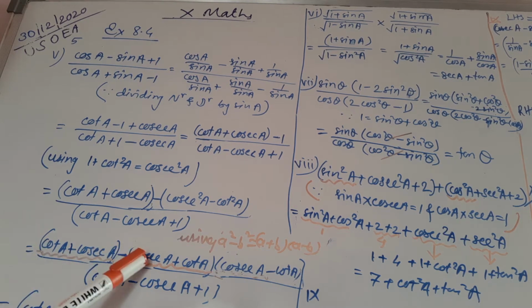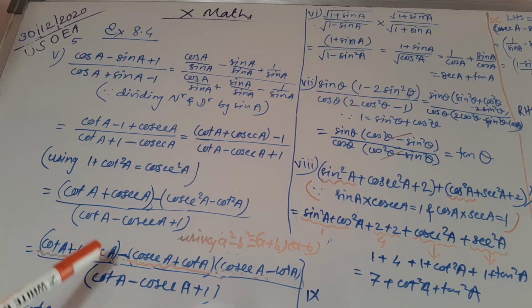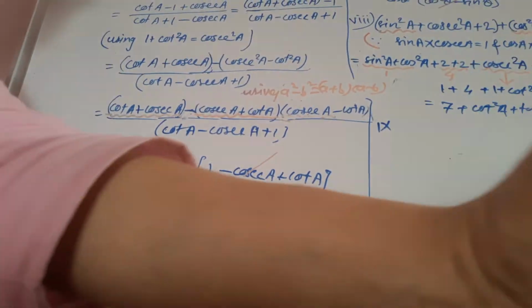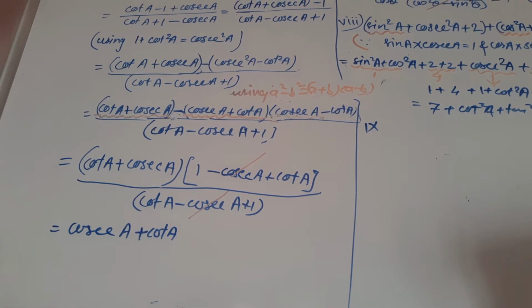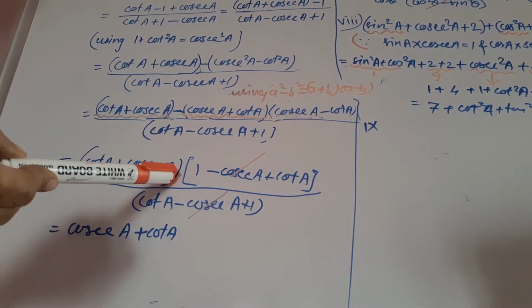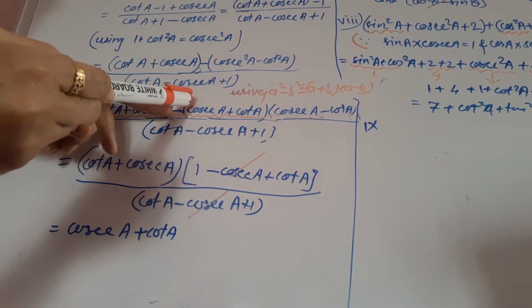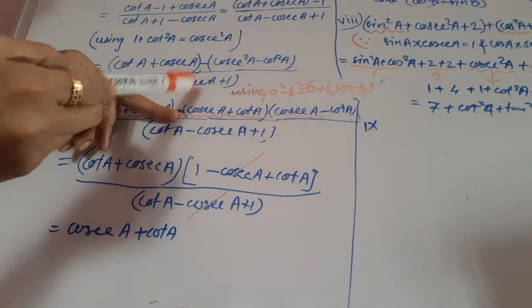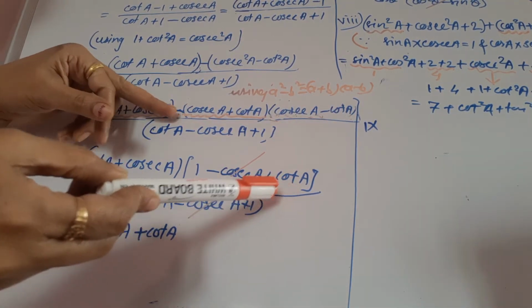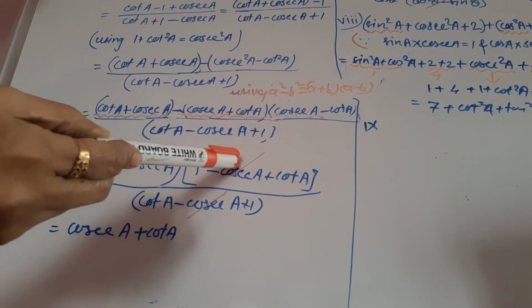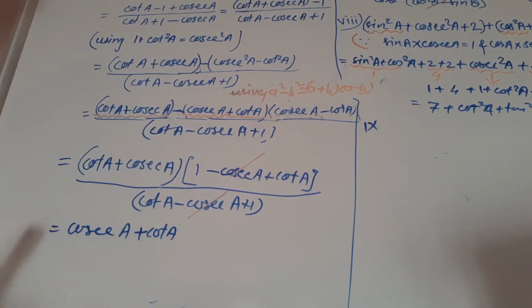Now from the first term and the second term, we can see that cosec A plus cot A is common, and that we have taken out. Now after taking that common, we can see here cot A plus cosec A is taken common. From this term only 1 is left, and from this term minus cosec A, minus of minus cot A is remaining, and that we have written here. Now the numerator and denominator have this common, so we have cancelled it out, and we got this.